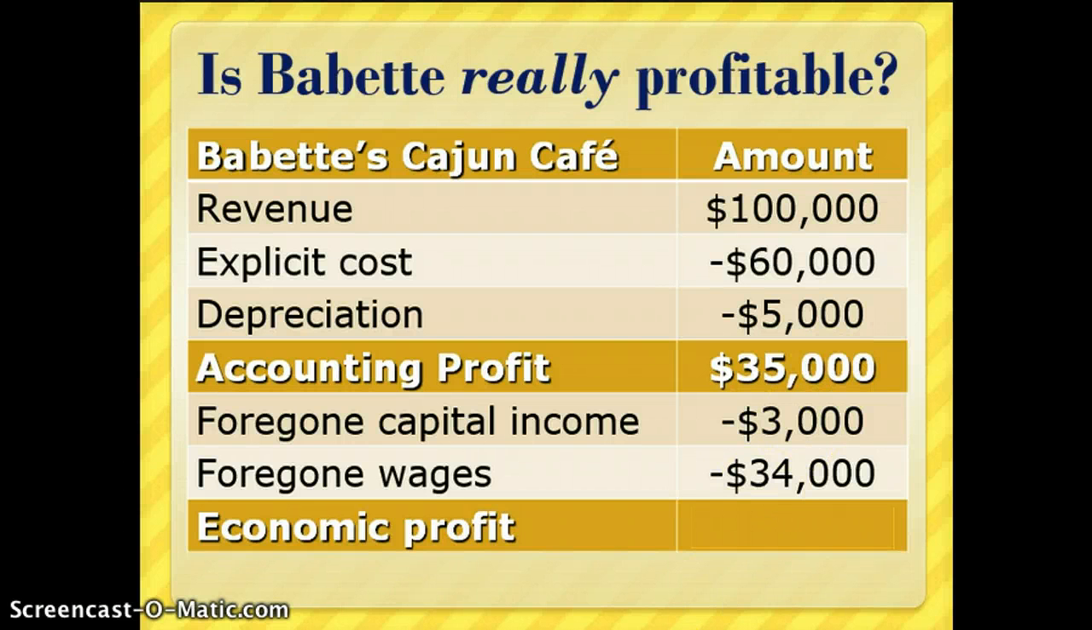So obviously this whole thing is an accountant's view of it, and the economist is going to have a much different view of it. So Babette is not doing well if you look at the income that's being given up in addition to what the accountant would look at.